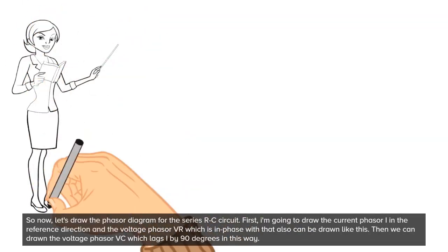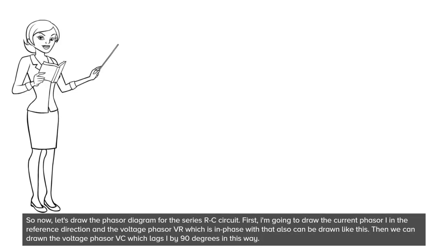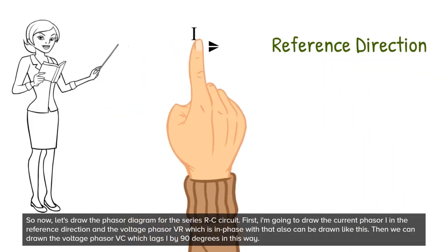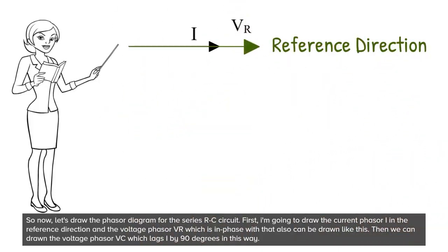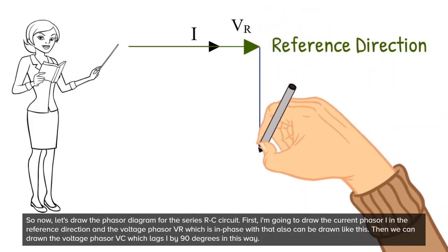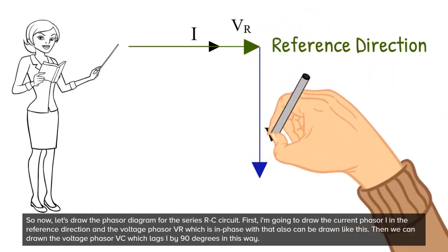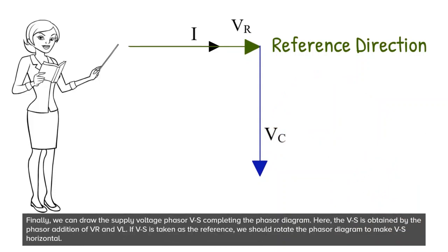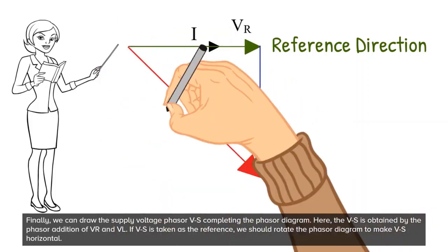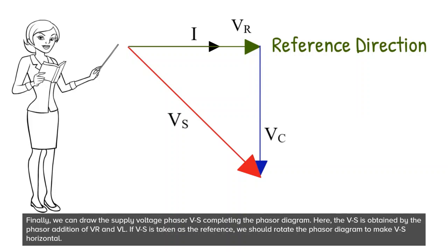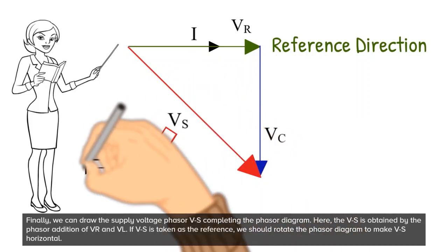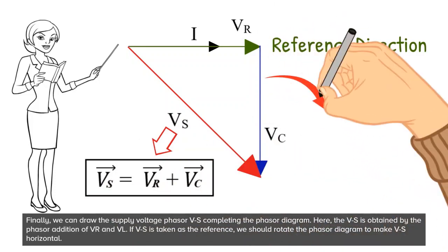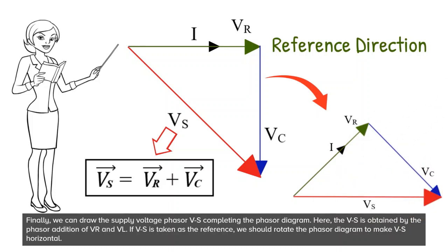So now, let's draw the phasor diagram for the series RC circuit. First, I'm going to draw the current phasor I in the reference direction, and the voltage phasor VR, which is in phase with that, also can be drawn like this. Then we can draw the voltage phasor VC, which lags I by 90 degrees, in this way. Finally, we can draw the supply voltage phasor Vs, completing the phasor diagram. Here, the Vs is obtained by the phasor addition of VR and VC. If Vs is taken as the reference, we should rotate the phasor diagram to make Vs horizontal.